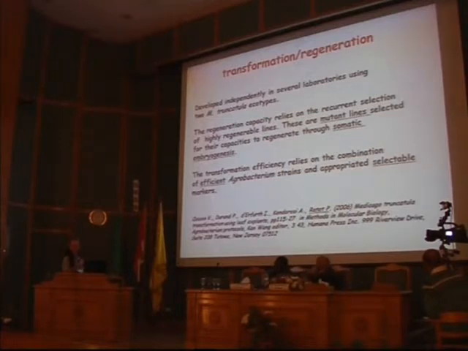4404. And then you have to find a good selectable marker. In our case, we are working with 2 lines, which are coming from 2 subspecies, but they are both Medicago truncatula. One is working very well with kanamycin, the other one is not working well with kanamycin. We have to use another selectable marker.